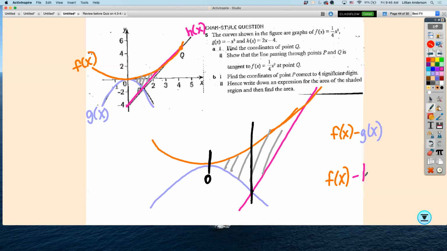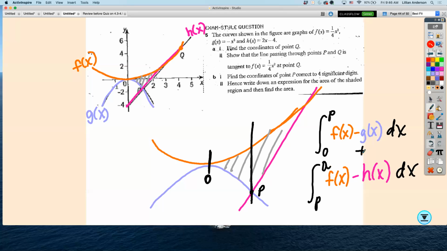Exactly. So this is when you would actually have to split up the integral. And that's why in part BI, I asked you to find the value of P, which is this point right here, because from 0 to P, F's on the top and G's on the bottom. But then from P until Q, F's on the top and H is on the bottom. So this would be a very generalized expression to find the area between those two curves.